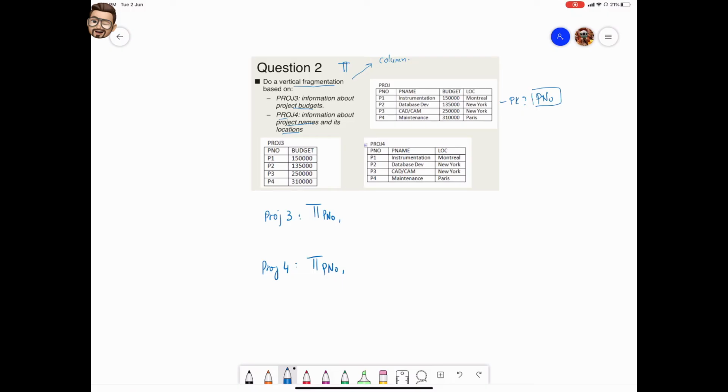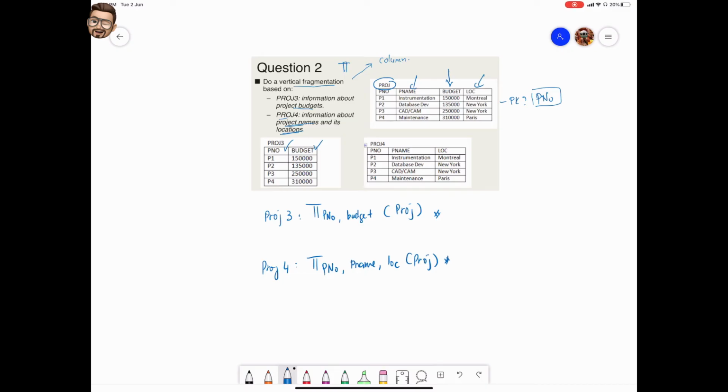So which one is budget? Here. Okay, budget. So we want P number and column budget only, from which table? Project. Okay, the relation name is project. And the second one, information about project names and location. So we want project name, P name, and location. All this is coming from which table? Project. Okay, so if you take a look, based on our project 3 fragment, we will have P number and budget. So you take all the data into the fragment.